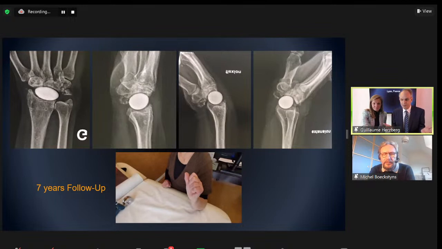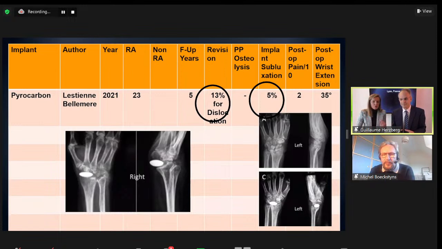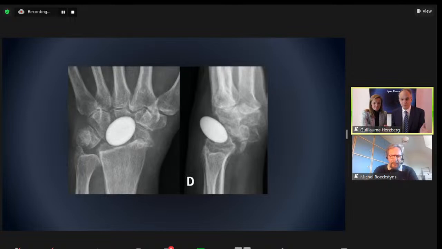And then there was this study, still 30% complications. But if maybe you are more used to the technique, when you see this other study from the main team working on this implant, the rate of dislocation is a little bit lower. And we can understand that because it's a more technically demanding procedure to stabilize this pyrocarbon implant. So pyrocarbon may be the solution, but maybe more in stable, well-aligned joints with arthritis.